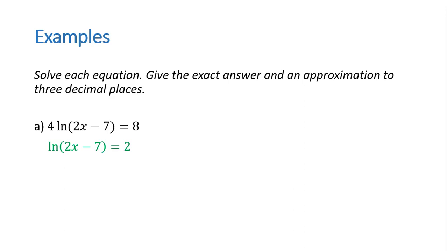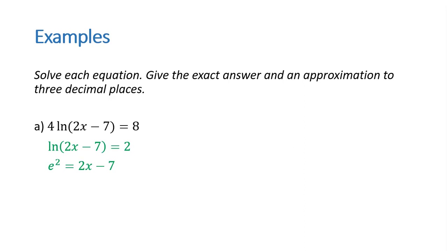Now that our logarithm is by itself, I then convert this to an exponential equation. So remember, natural log is the same thing as log base e. So the base in this problem is an e. The base of the logarithm becomes the base of the exponential, and then the other two components in the problem switch places. So if I convert this to exponential form, we have e squared is equal to 2x minus 7.